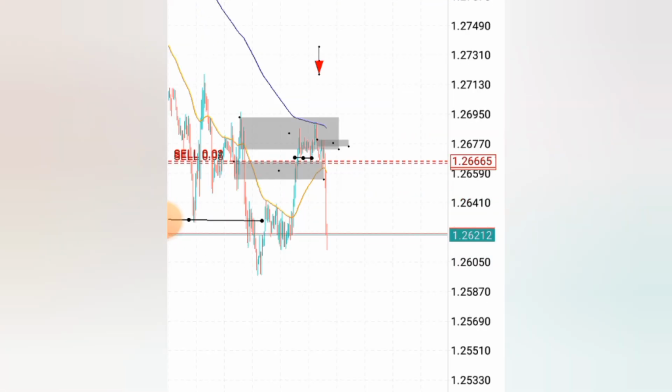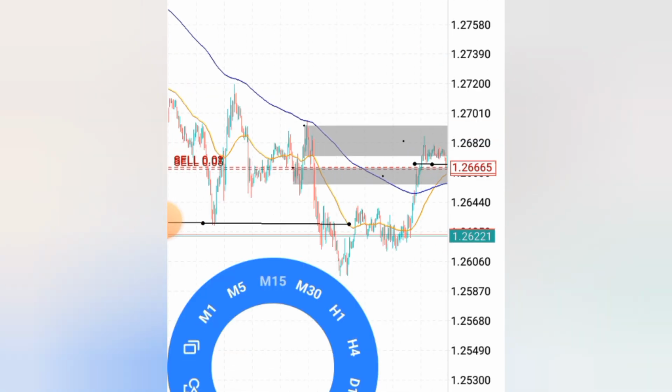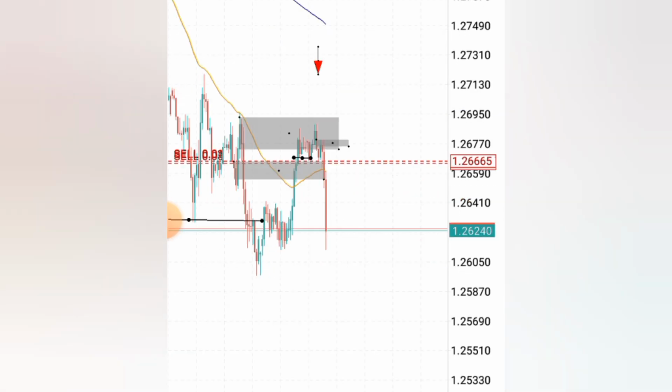So now if you really consider market structure and you add it with most of the confirmations, for example these two moving averages I do use, and also the order block and fair value gap, you can really get high probability setups, guys.